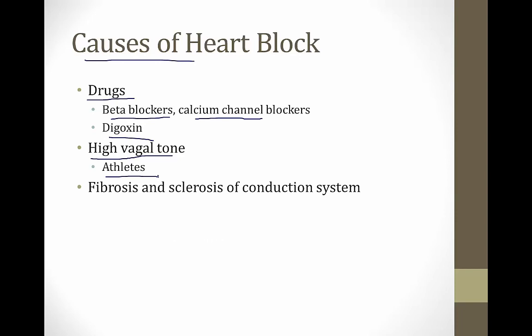And then one thing we haven't talked about, which is a common cause of the more advanced forms of heart block, is fibrosis and sclerosis of the conduction system. This occurs to some degree with aging, and this is the reason that a lot of older patients, especially people in their 70s or 80s or 90s, will develop advanced types of AV block, especially Mobitz type 2 and complete heart block, and they will need to have a pacemaker because there is no treatment other than a pacemaker for the fibrosis and sclerosis that impairs conduction between the atria and the ventricles.